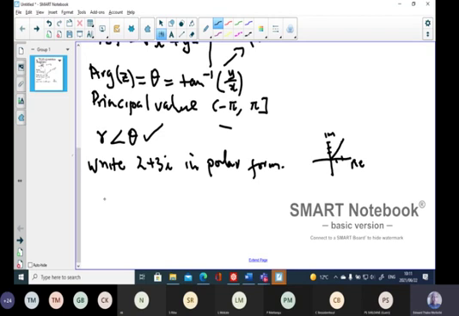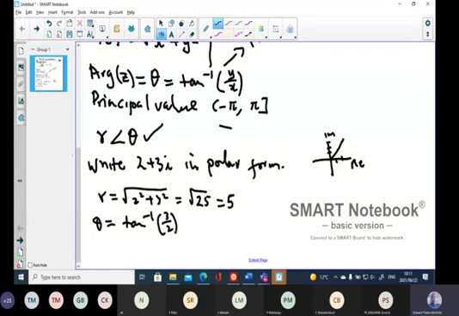Now you have to determine the value of r. r is equal to the square root of 2 squared plus 3 squared, which is equal to the square root of 25, equal to 5. So now we have determined the value of r. Now you have to determine the value of theta. Theta is equal to tan inverse of y over x. Our y is 3. Our x is 2. And this is equivalent to 56.31.